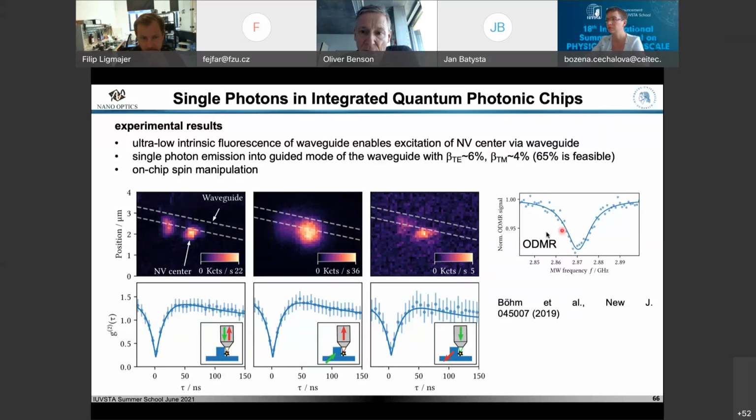So also the spin can be manipulated. So in principle, you have these different ingredients together on an integrated platform, and then you can use these effects like photon anti-bunching, Hong-Ou-Mandel interference, detection to hopefully realize some quantum properties on these integrated chips.